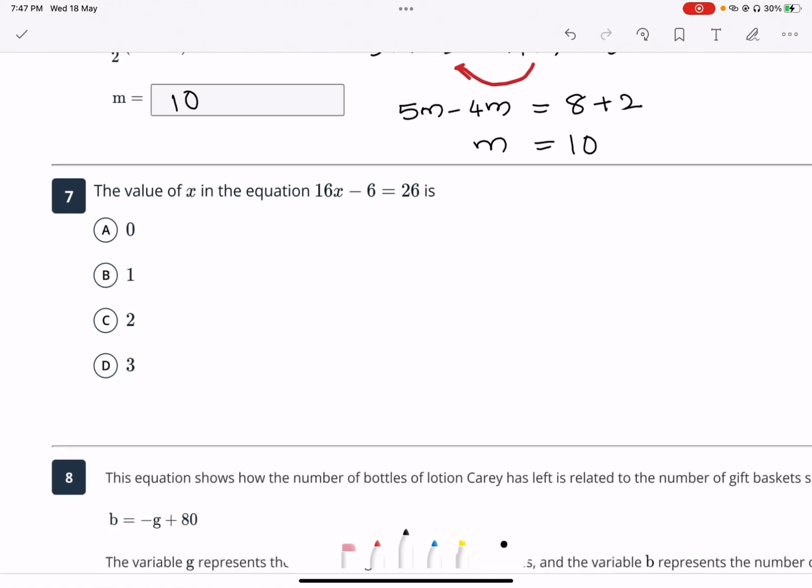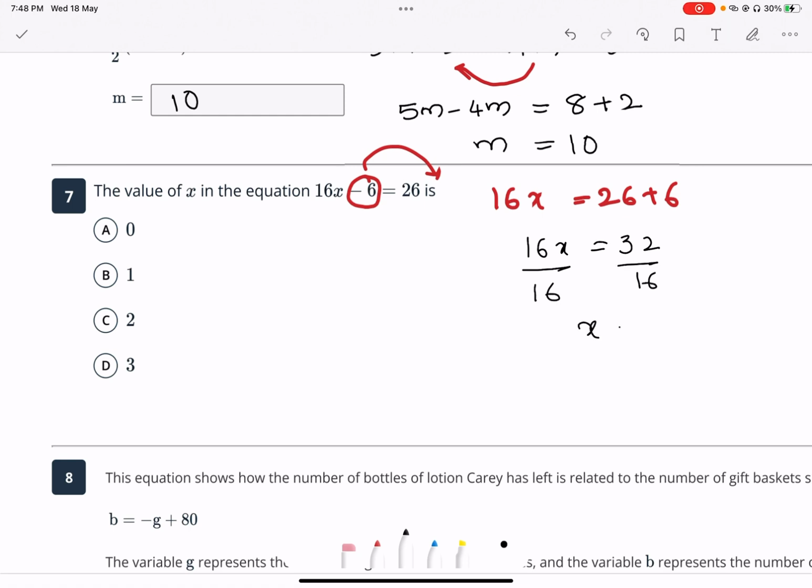The seventh one is very, very easy. What do you have here? 16x minus 6 equals 22. The simplest thing to do is change the side of this 6, which will become positive, plus 6. 16x equals 32. Divide by what? By 16 on both sides. So you'll get x equals 2. The answer is 2.